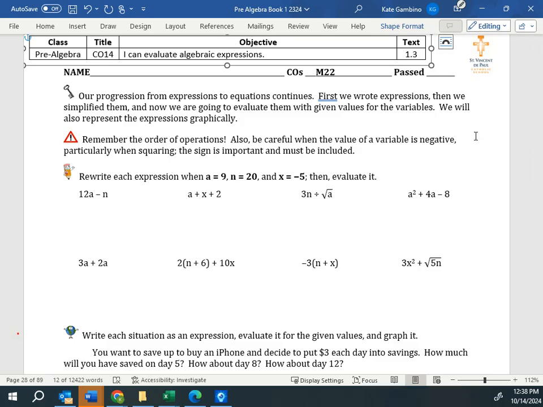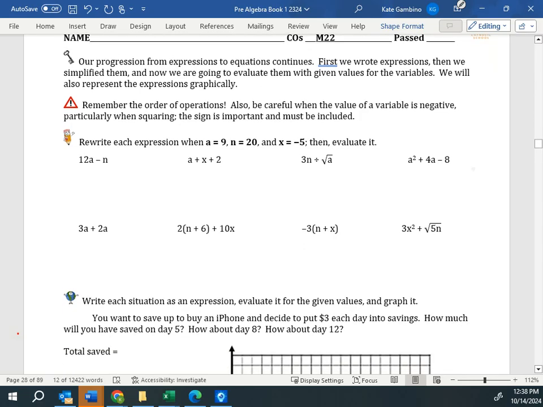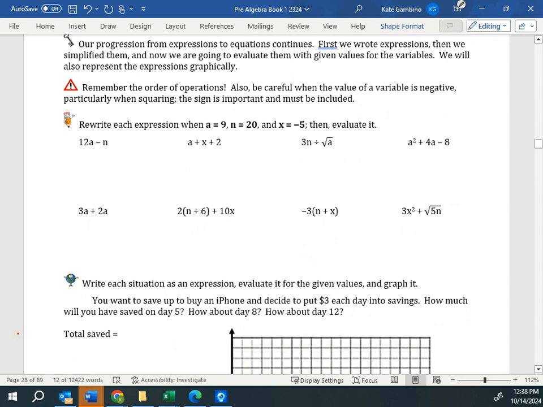We are at CO14. I can evaluate algebraic expressions. So our progression from expressions to equations continues. Remember with that last objective, we talked about how expressions do not have the equal sign. Okay, we're working our way up to that. First, we wrote expressions, then we simplified them, and now we're going to evaluate them with given values for the variables. So that last objective, we were writing those expressions with a number and something.